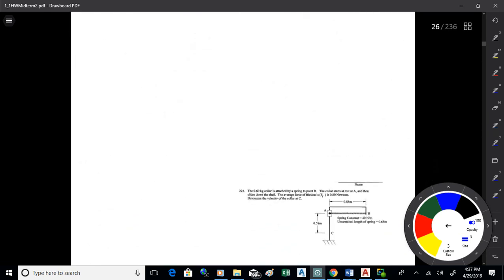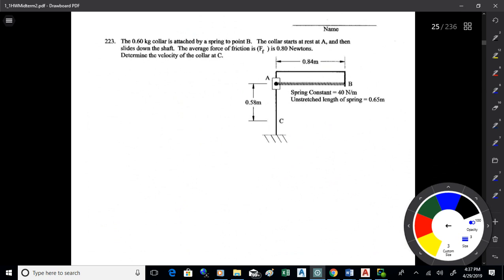All right, and then the last one here, we're going to drop this collar and let it slide down that shaft. We've got it on a spring at point B. Collar starts at rest at A, then it slides down the shaft. We're given the average force of friction. We want to find the velocity at C. So we've got two positions here to be analyzing the thing at. So we want to figure out its velocity right there.